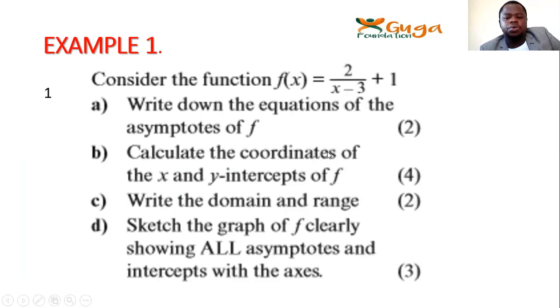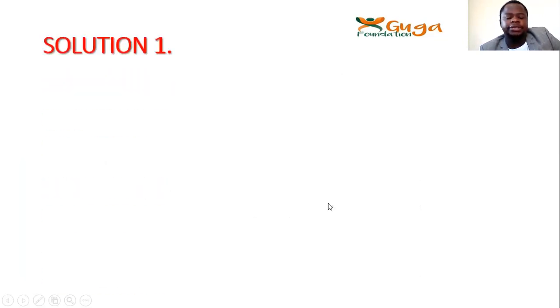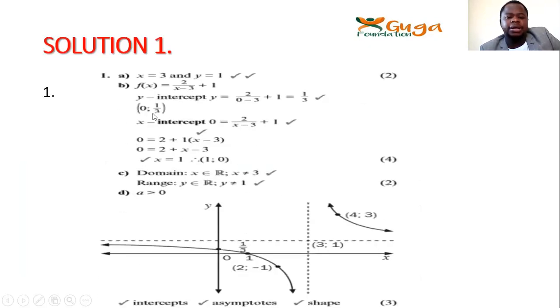And then write down the domain and the range. Sketch the graph of f, clearly showing all the axes of symmetry and asymptotes. Okay, this is simple, guys. We said your x is equal to 3 and y is equal to 1. Those are your asymptotes. Now, for you to get the y-intercept, I said your x is equal to 0.